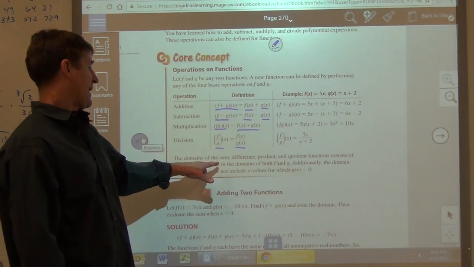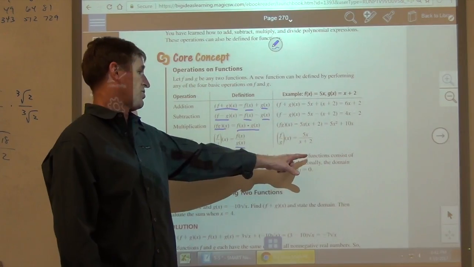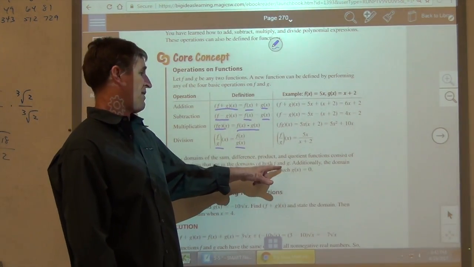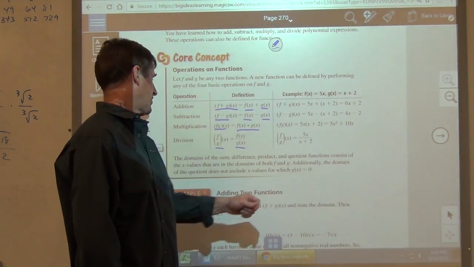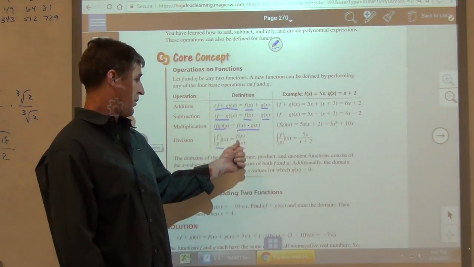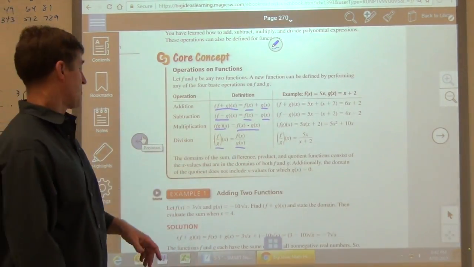It goes on, it says the domains, remember the domains are the x values, of the sum, difference, product, and quotient of functions consist of the x values that are in the domains of both f and g. Additionally, the domain of the quotient does not include x values for which g of x equals 0. And again, that's because the denominator cannot be 0. We can't divide by 0.